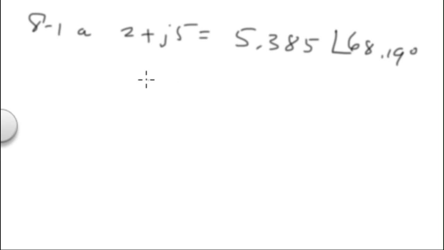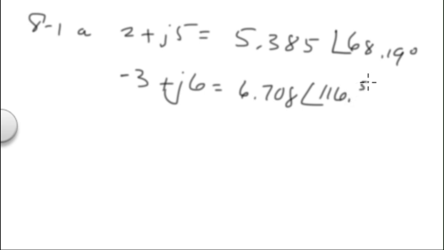Okay, so you can do the next one. Minus 3 plus j6 equals. Get the 3 with a minus sign, R to P 6 equals 6.708, X to Y, 116 degrees, 116.56. And that's our answer. And I'm going to let you do the rest of them, okay?